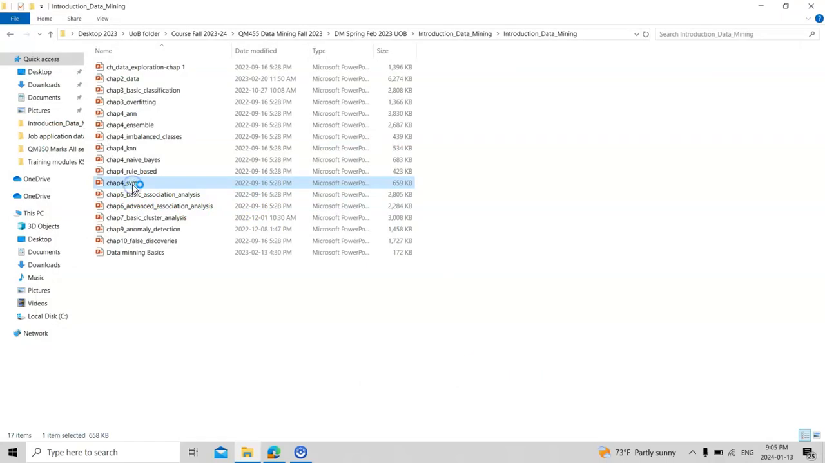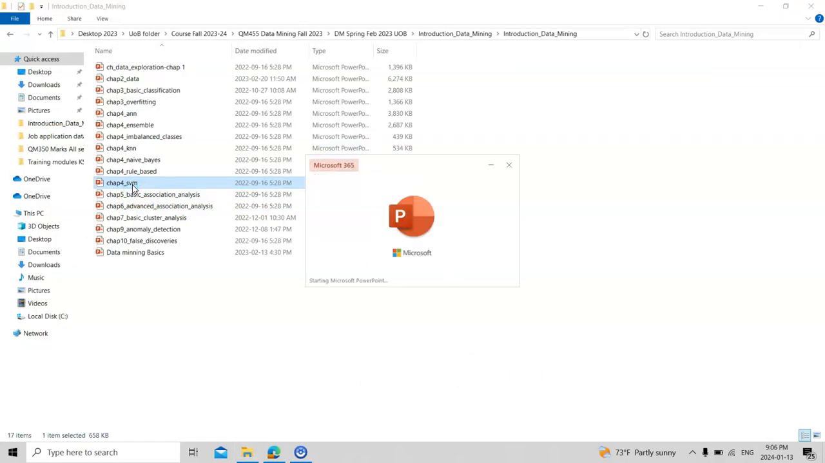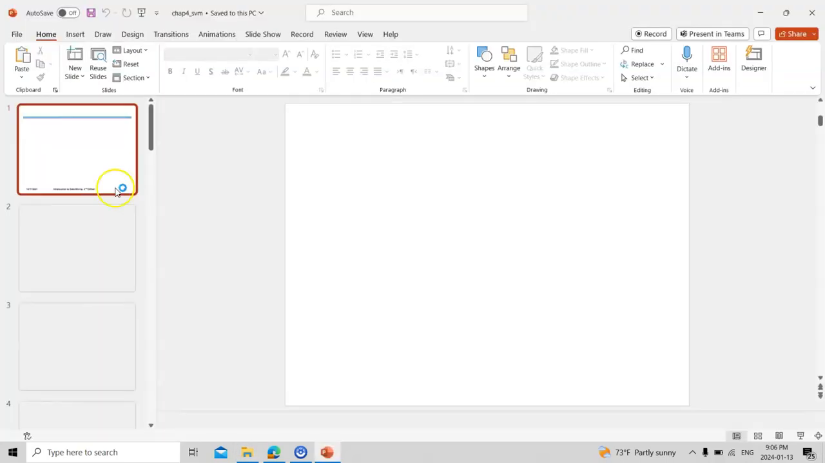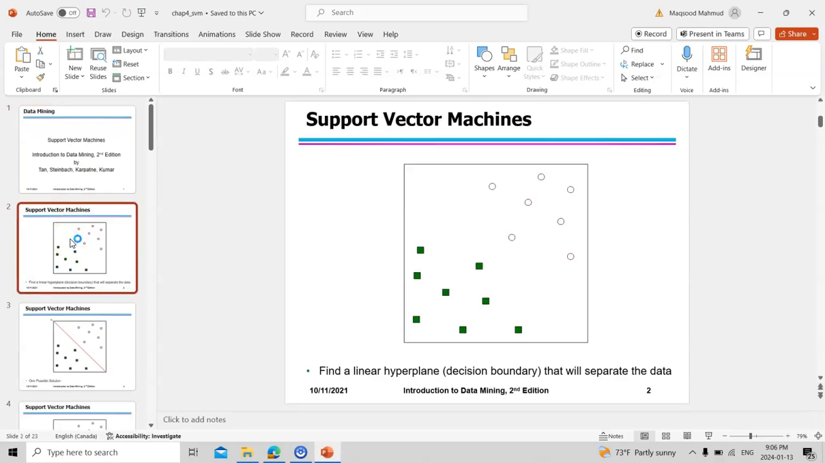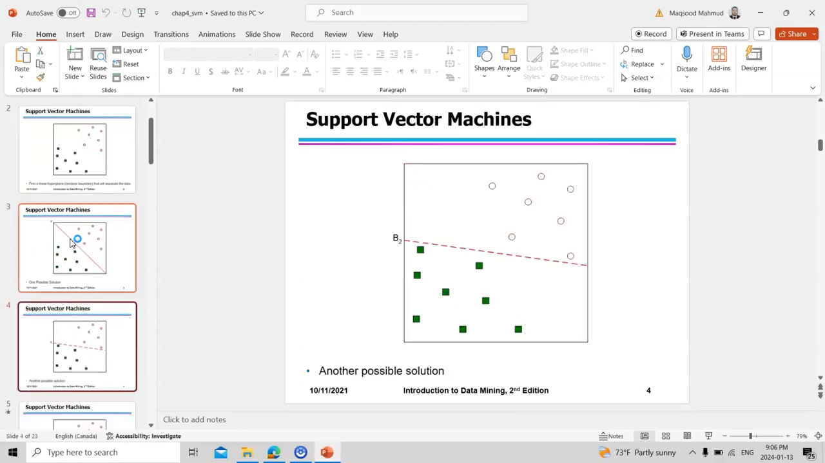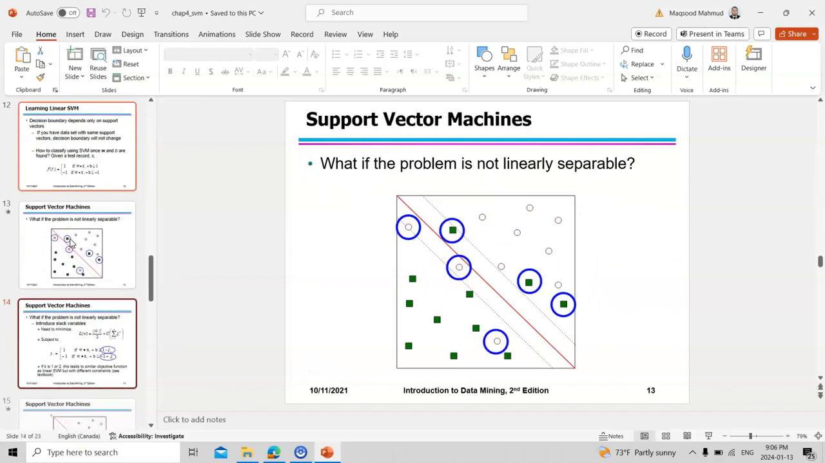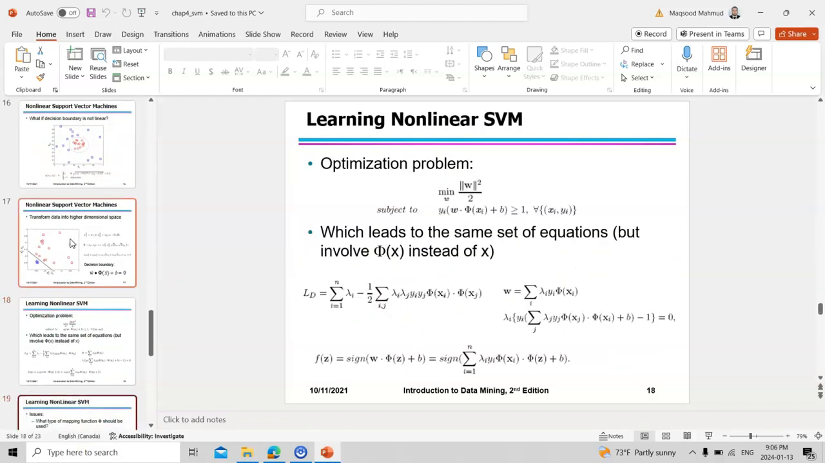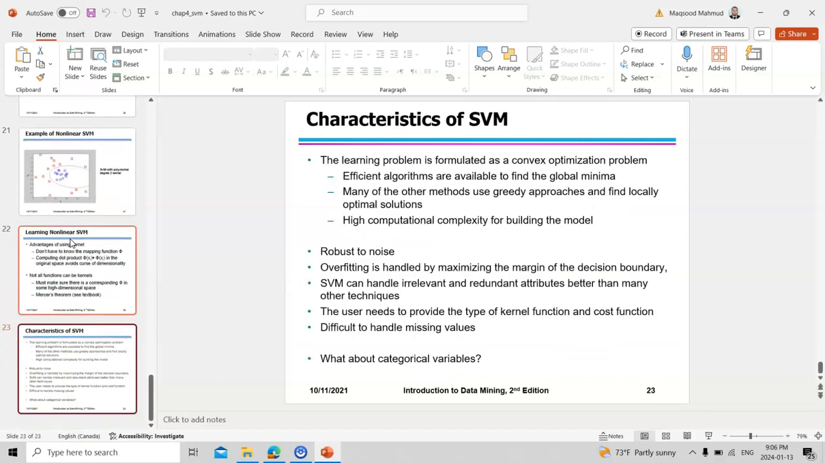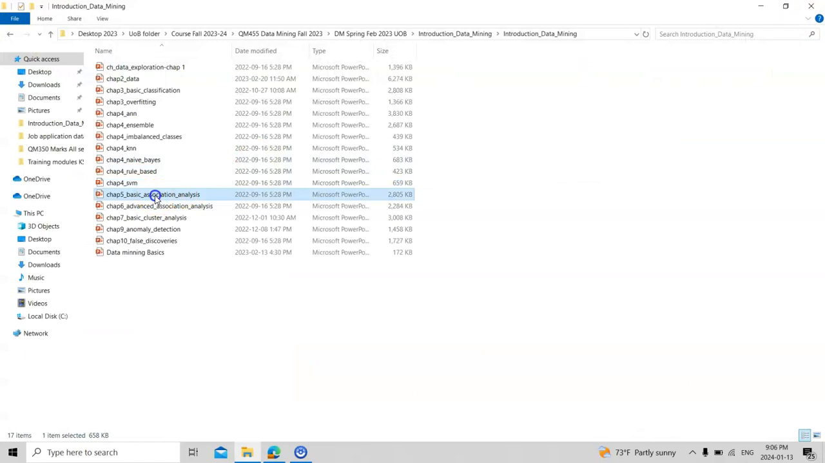SVM, support vector machine, is also a very interesting topic, and in that one you could be asked, for example, a matching question. This is a very good candidate for a matching question because there are a lot of diagrams and definitions. I think there could be one or two definitions, like what is SVM, and the question could be based on that as well.